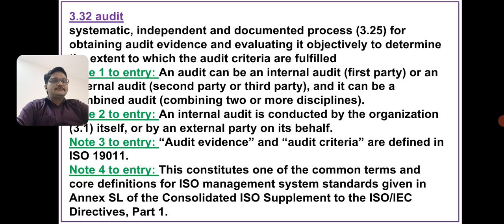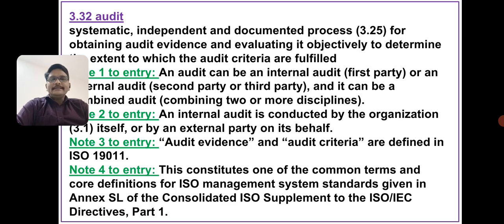Audit, what is audit? Audit is a systematic, independent and documented process for obtaining audit evidence and evaluating it objectively to determine the extent to which the audit criteria are fulfilled. The main aim of an audit is obtaining audit evidence and determining whether the audit criteria are fulfilled.